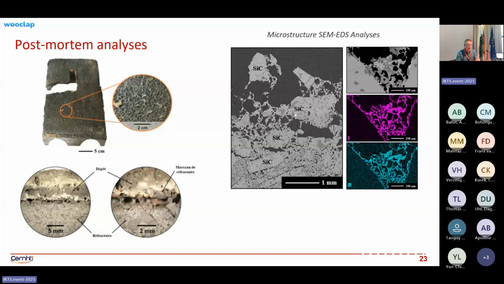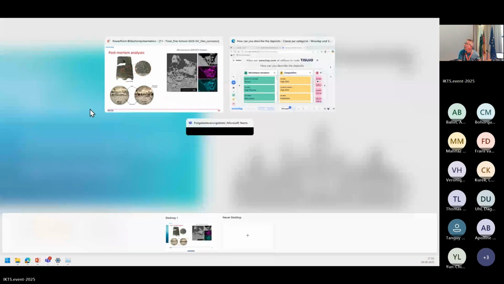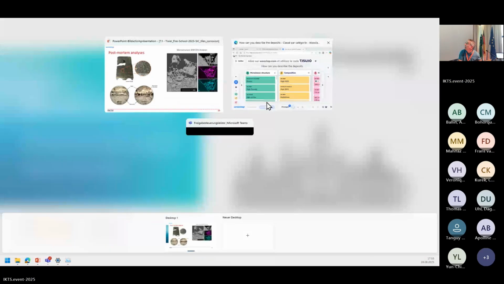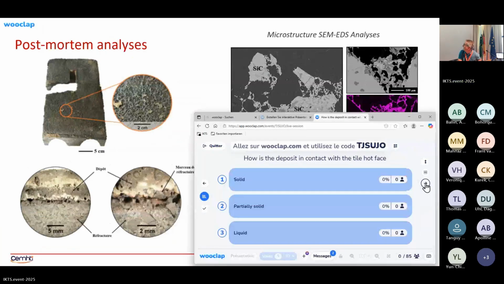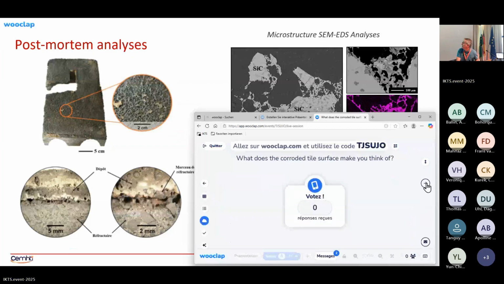Okay, so who clap? Okay, I learn. How is the deposit in contact with the tile hot phase? Solid, partially liquid, or liquid? I gave the answer. I skipped this part, sorry. It is partially liquid, or partially solid, of course. Next question.